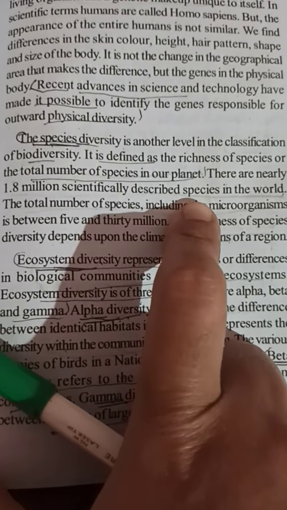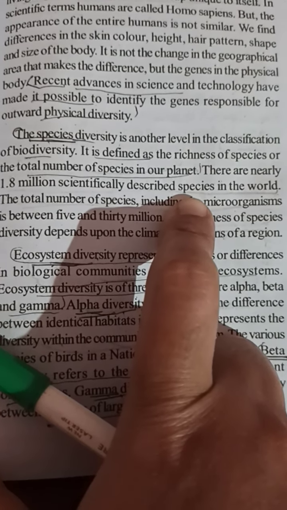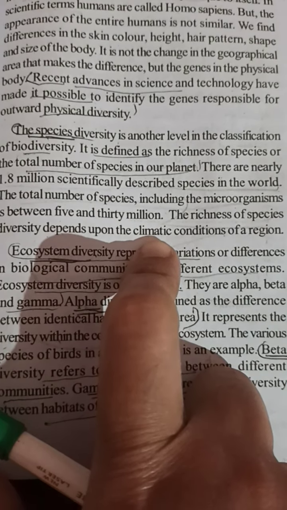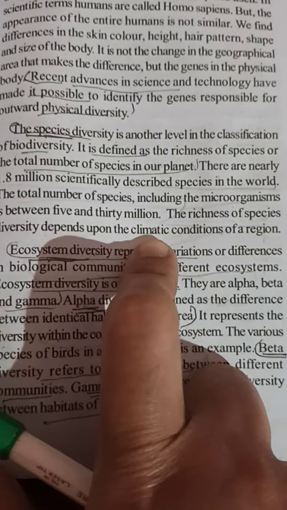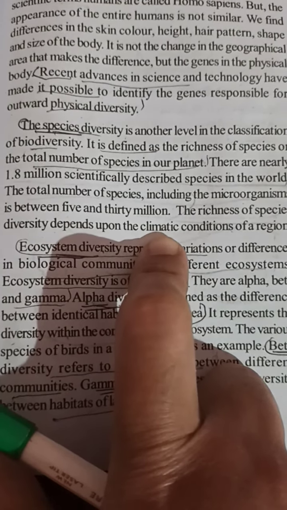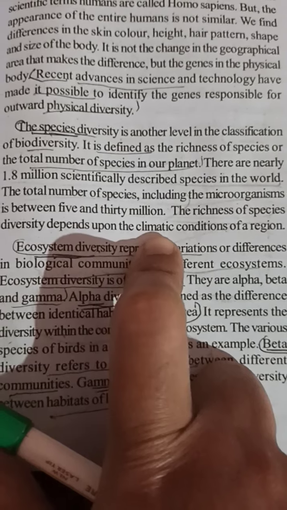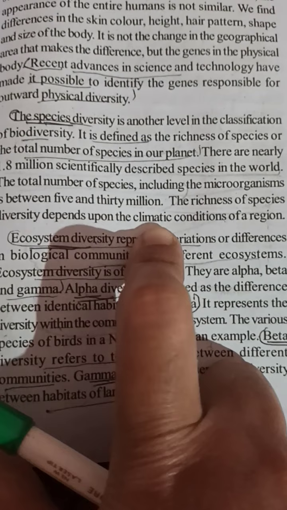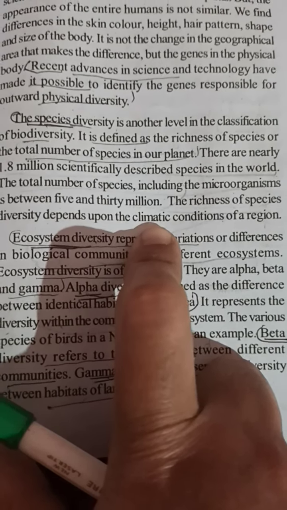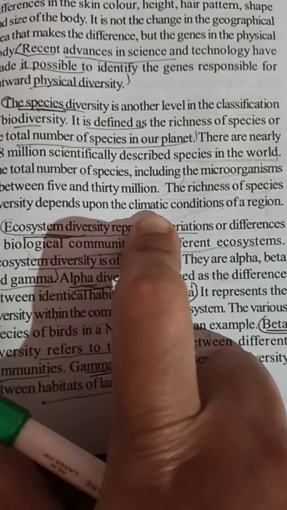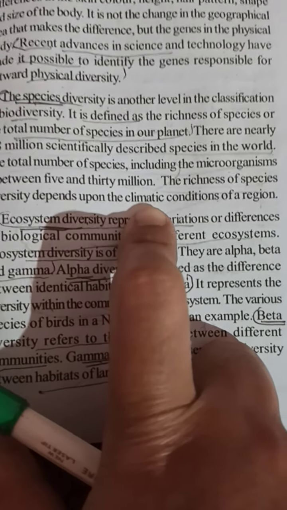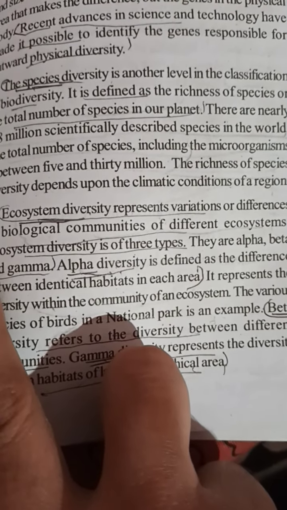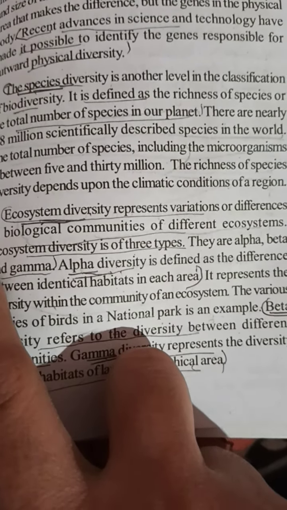There are nearly 1.8 million scientifically described species in the world. The total number of species, including microorganisms, is between 5 and 30 million. Microorganisms that we are unable to detect with our eyes are also counted in this 5 to 30 million. The richness of species diversity depends upon climatic conditions. The species variety is based on the geographical and climatic variation of a specific region. So species diversity focuses on the richness of species in the entire planet.